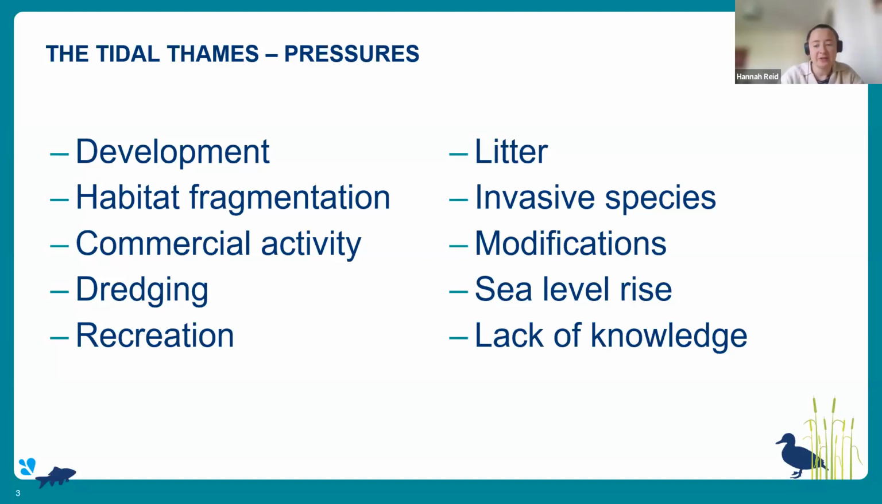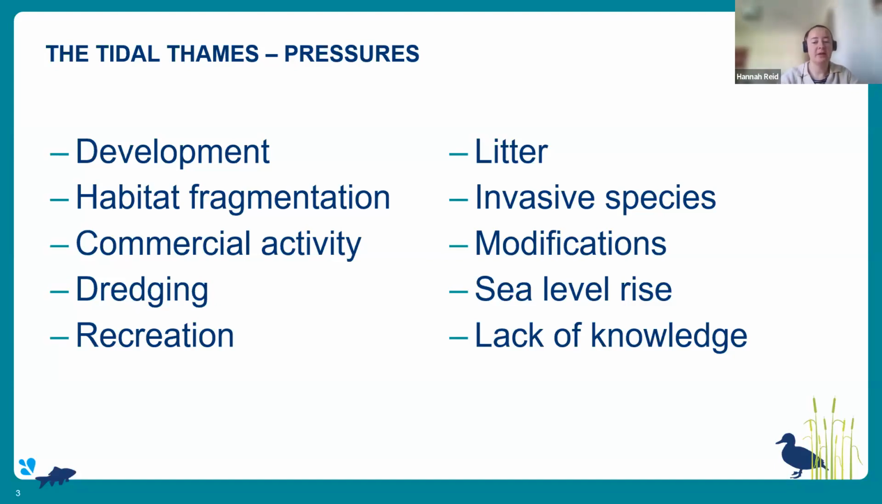Habitat fragmentation along the river is an issue. It's really important to be able to migrate up and down for a lot of species. So we need to think about it's not just the size of the encroachment, it's also where it is and if it's interrupting those migratory pathways. Lots of commercial activity which can cause disturbance. And there's also dredging to maintain access, which disrupts the flows and alters the habitat that you get within the estuarine environment.